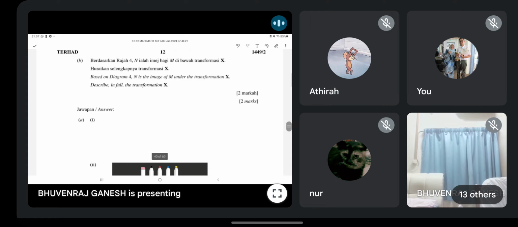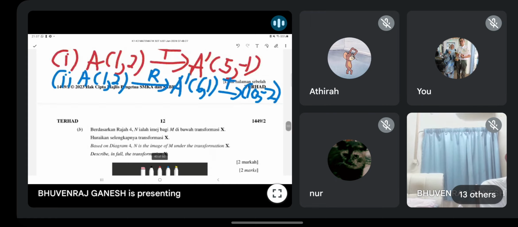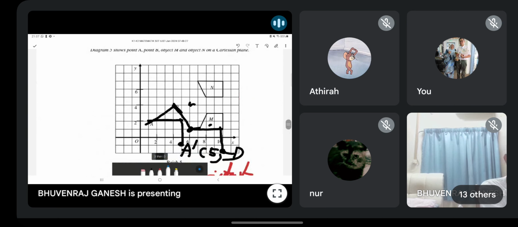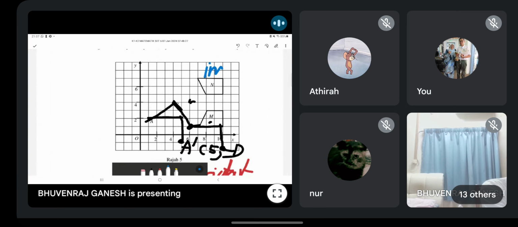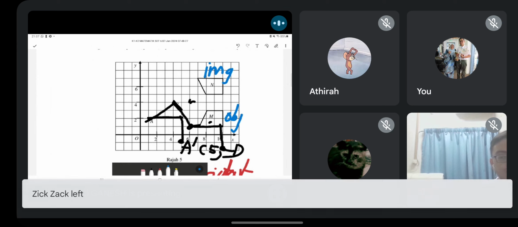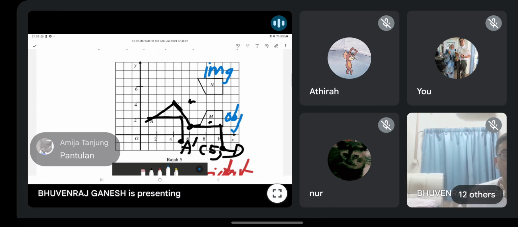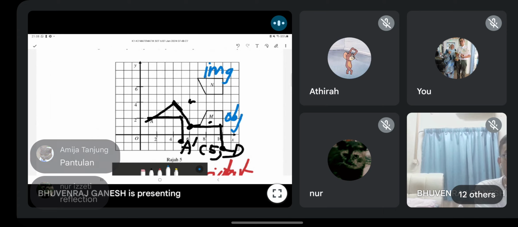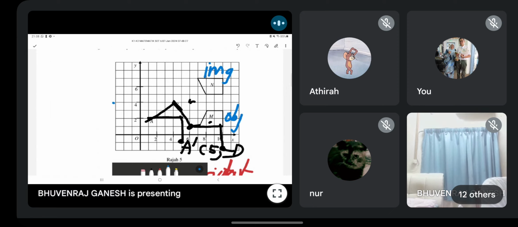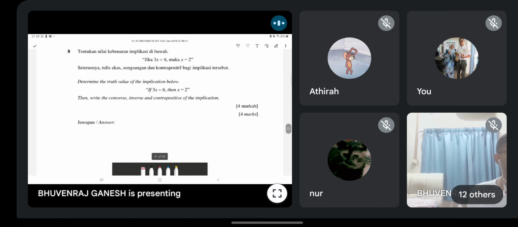Okay, next one, part B. They ask you to describe N is the image of M. Okay guys. Siapa boleh bagi tahu yang ni? This one very simple. Image, object. So, apa transformasi dia? What is the transformation? Anyone? Yes, pantulan. Kat mana? What is the equation of the line? Persamaan garis pantulan tu? Yes, very good. Y equals to 4. Yang ni adalah paksi pantulan. Very simple. Okay, so you must say pantulan pada paksi y sama dengan 4. Reflection in the line y equals to 4. Okay, done.